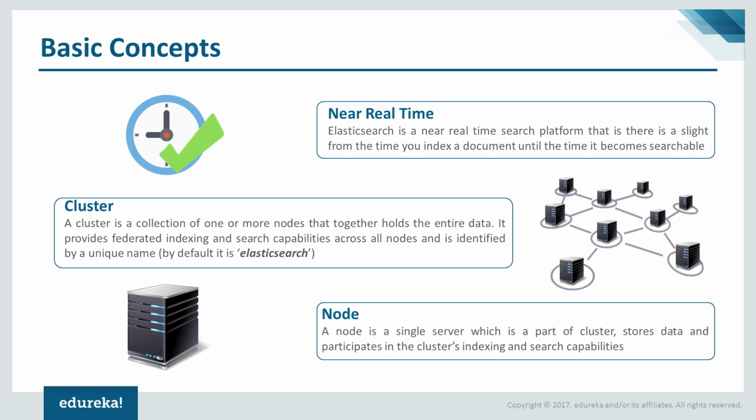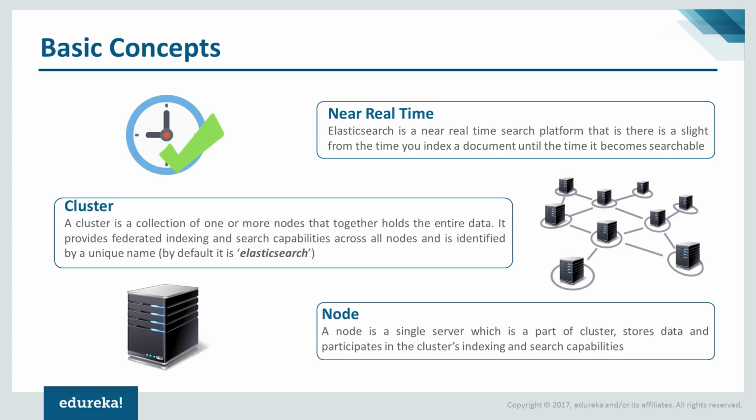So, basic concepts: near real time. This means that Elasticsearch is so quick that as soon as you put the data into Elasticsearch, it is all available to work upon. Elasticsearch is a near real-time search platform, meaning there is a slight delay from when you index a document until the time it becomes searchable. So as soon as you create an index or you upload a document, it becomes searchable.